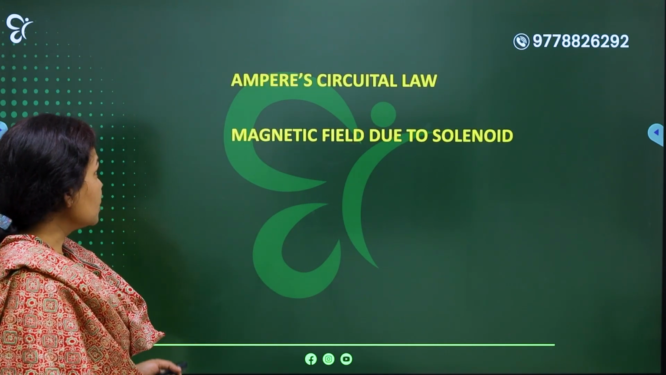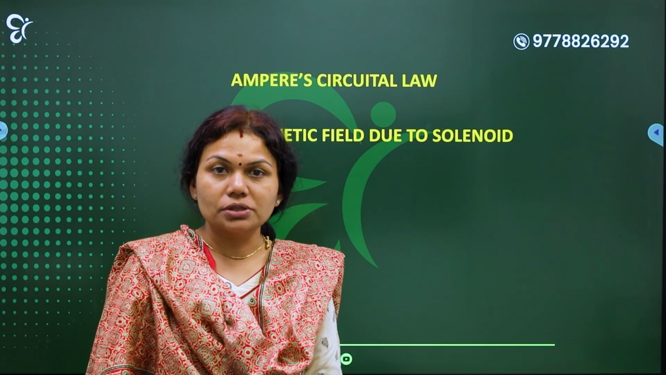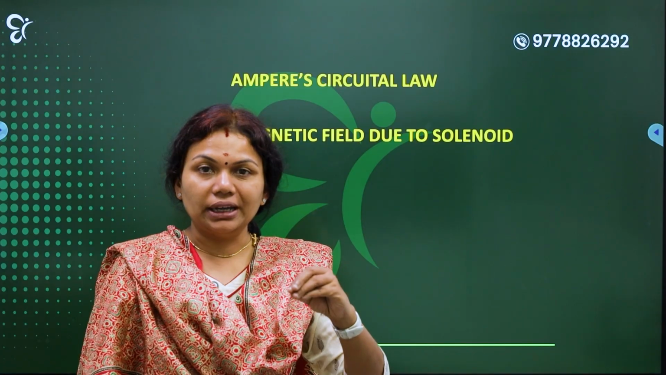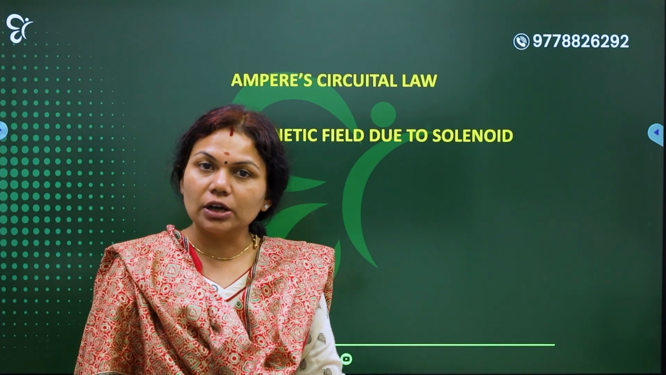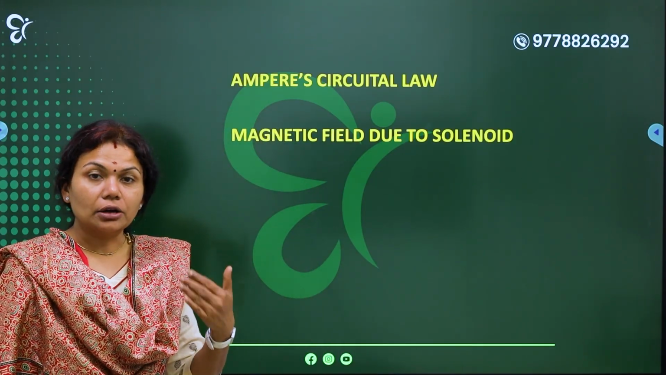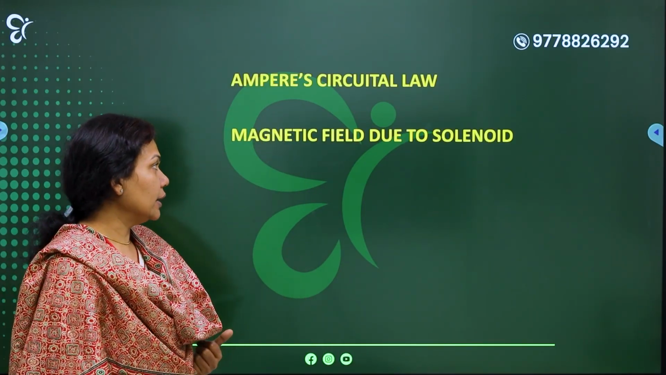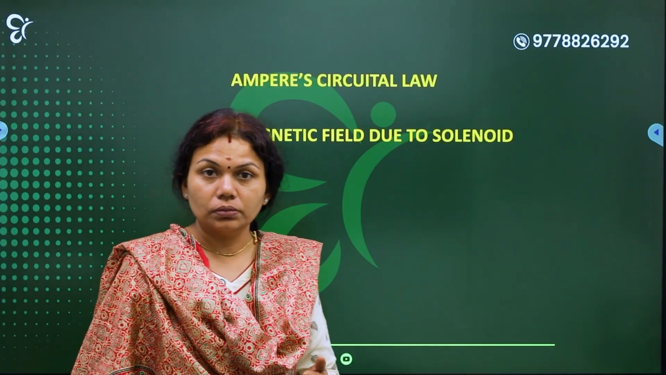Then next is Ampere's circuital law. You should know how to apply Ampere's circuital law, that is closed integral B dot dl is equal to mu 0 I, where I is the total current enclosed by the loop. And application of Ampere's circuital law.